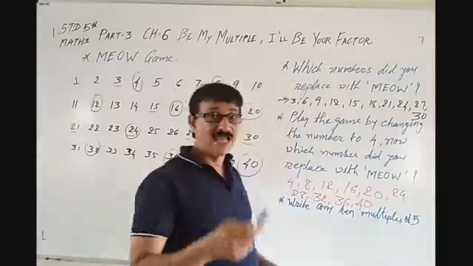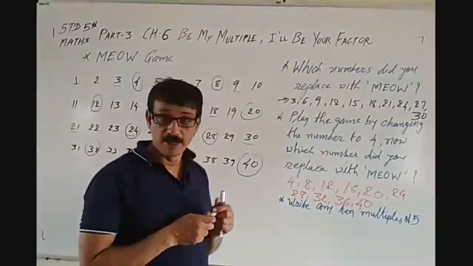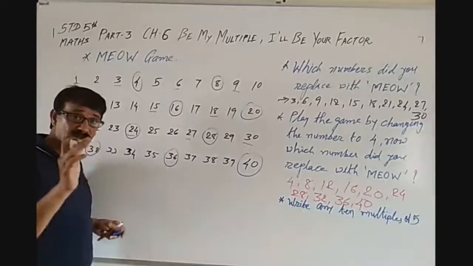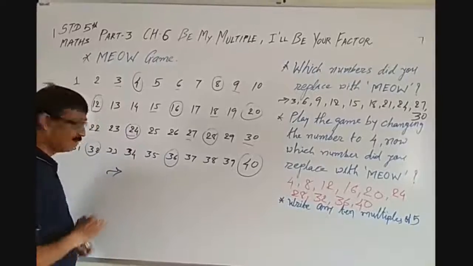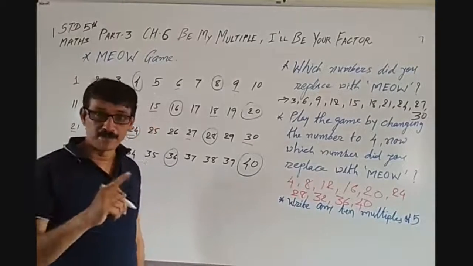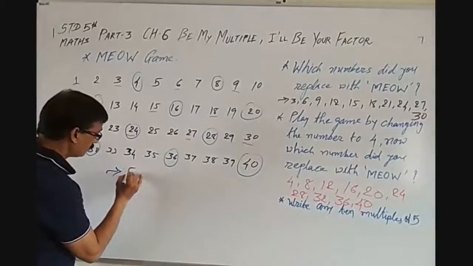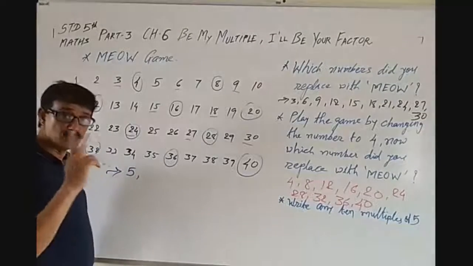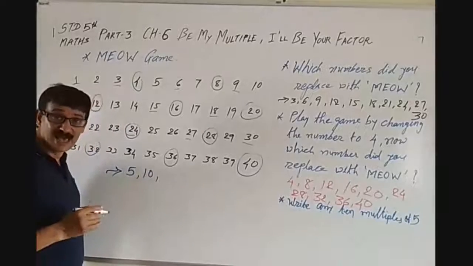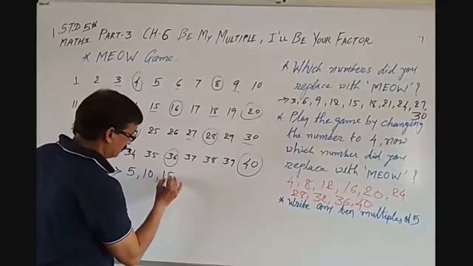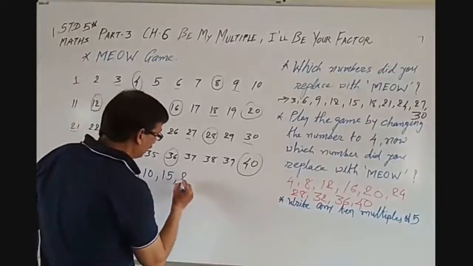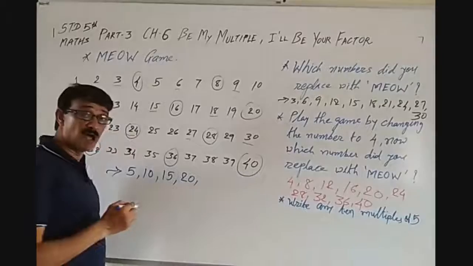We want to write 10 multiples of 5, isn't it? Let me write over here. I will write the 10 multiples of 5. So I am going for the table of 5. 5 ones are 5. 5 twos are 10. 5 threes are 15. 5 fours are 20. 5 fives are 25.